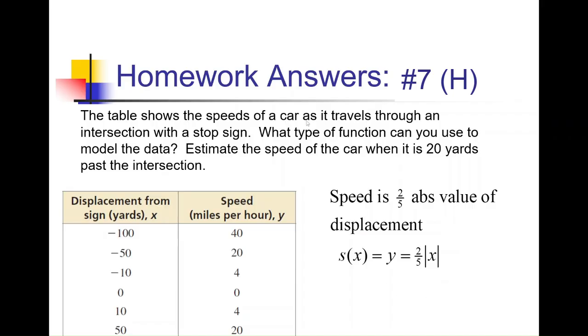Now to estimate the speed of the car at 20 yards, we just have to plug in 20 for x. The absolute value of 20 is just still positive 20, so that's fine. And then 2/5 of 20, well, 20 divided by 5 is 4, times 2 gives us 8. So that's going to be 8 miles per hour for the speed.